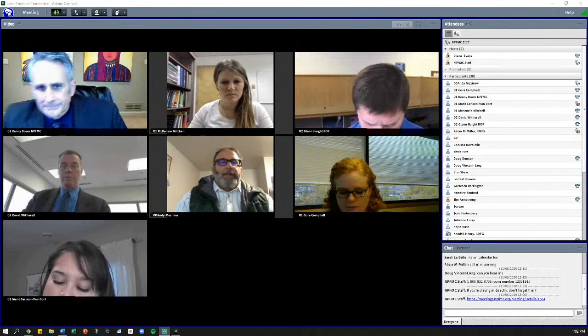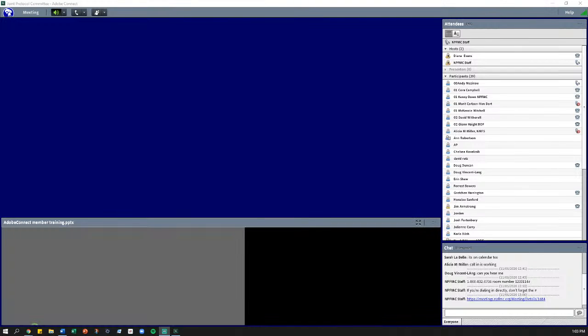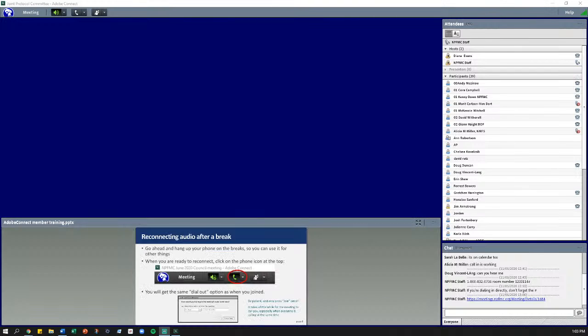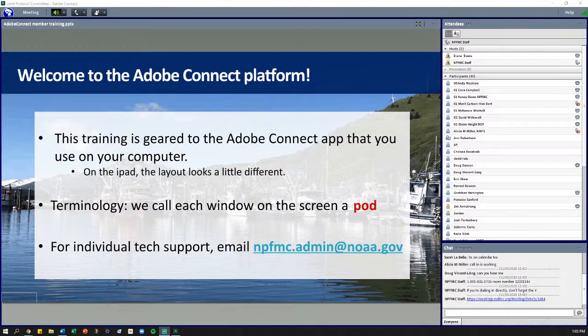Okay, thanks. I'm going to hide you guys quickly and open up the share pod here. Some of you, this might be your first time, and each of these windows is called a pod, and that's how we refer to them. At any time, if you are having problems connecting or need technical assistance, feel free to email mpfmc.admin@noaa.gov. Our admin staff is constantly monitoring it, and we'll respond in the chat box too. We can help give you a little bit more immediate help.